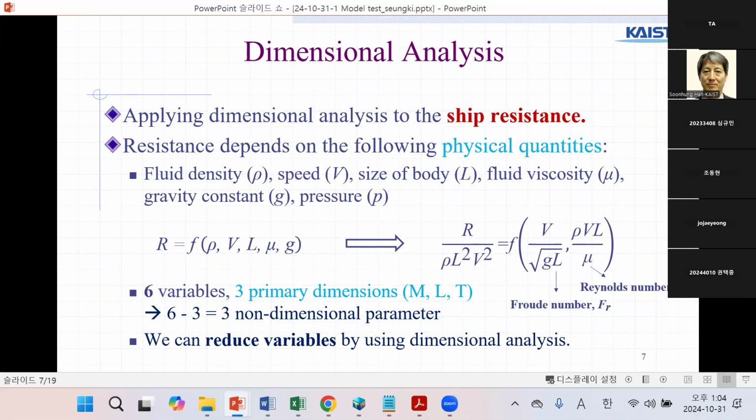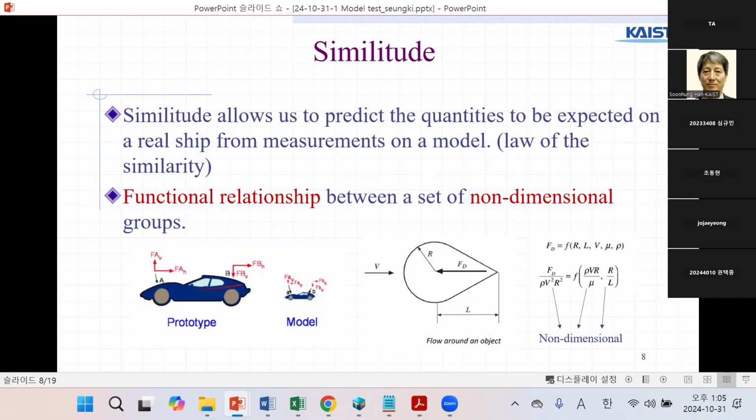So resistance is a function of these variables, and using the pi theory, we can reduce variables. For example, it has 6 variables in total, and the primary dimension is 3. So it means we can reduce to 3 non-dimensional parameters like here. So the dimensionless resistance can be expressed by Froude number and Reynolds number. And similitude allows us to predict the quantities to be expected on the real ship from measurement, in its functional relationship between a set of non-dimensional groups.